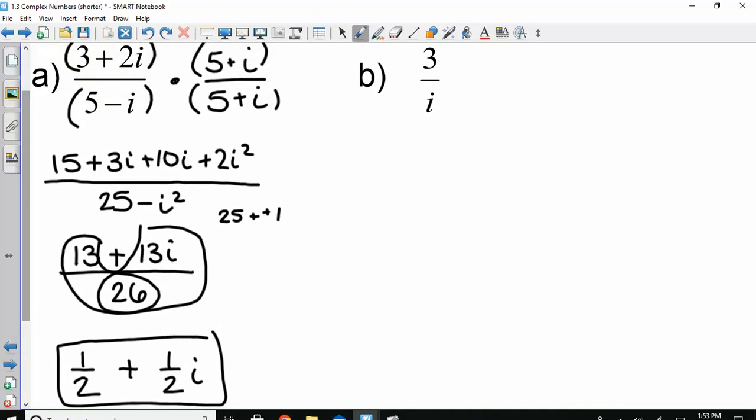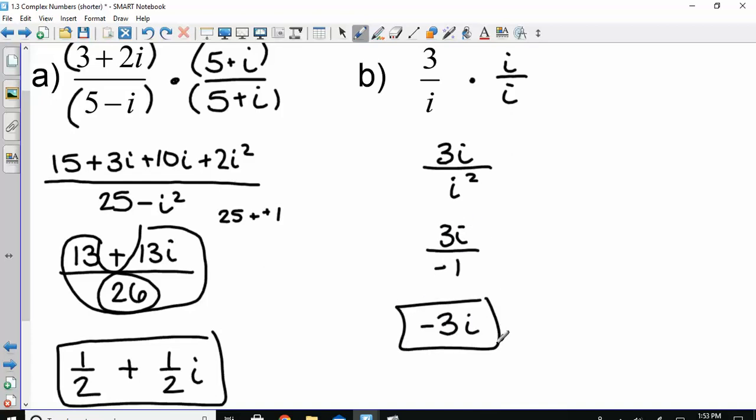What about B? We don't even have to do the full conjugate there because there's only one term on the bottom. So just multiply by i. So we get 3i over i squared. i squared is negative 1, so 3i divided by negative 1 is just negative 3i.